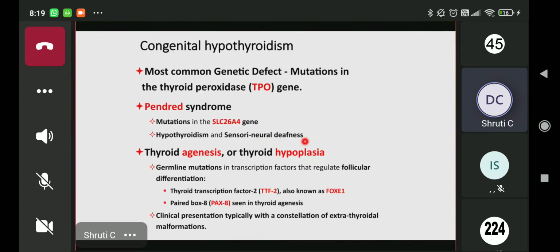or the Pendred syndrome, which also comprises sensorineural deafness along with hypothyroidism, and the mutation is in the SLC26A4 gene. Or there could be thyroid agenesis, and the mutation is in TTF2, also known as FOXE1, and paired box 8, PAX8, which is seen in thyroid agenesis. Okay.